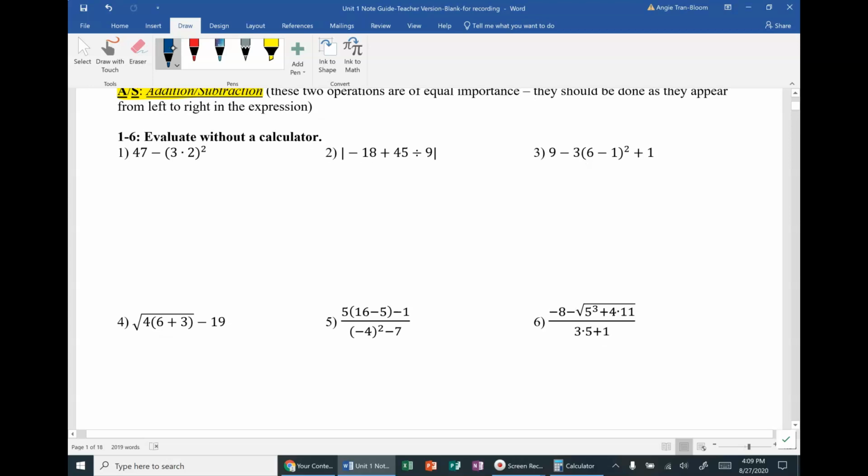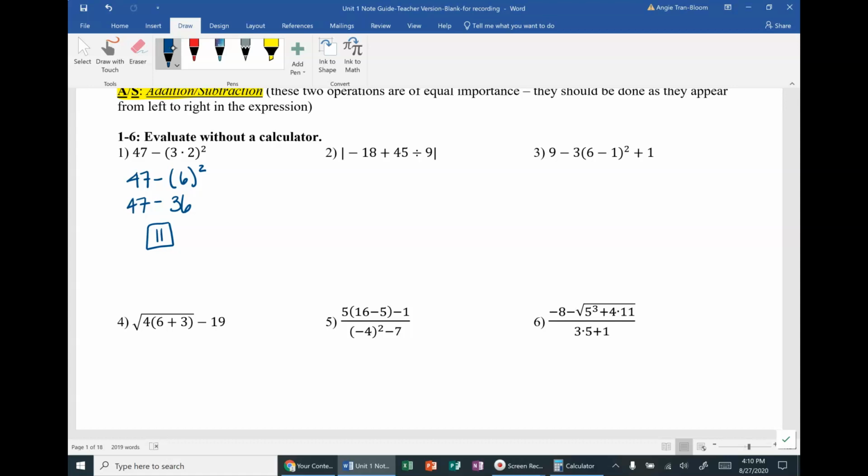So the first thing we're going to execute would be the parentheses. So we're going to drop down 47 minus, inside of the parentheses, 3 times 2 will be 6. We drop the square power down. Next is going to be the exponent. There's a minus sign in the middle, so I'm going to drop that down. That's going to be 36 because it's 6 squared. And drop the 47 down. 47 take away 36 will give us 11.